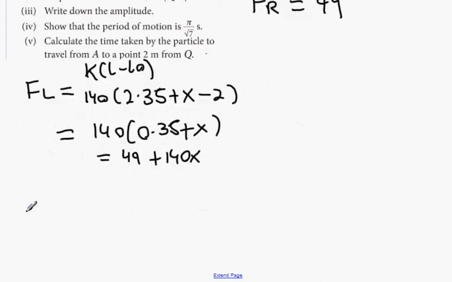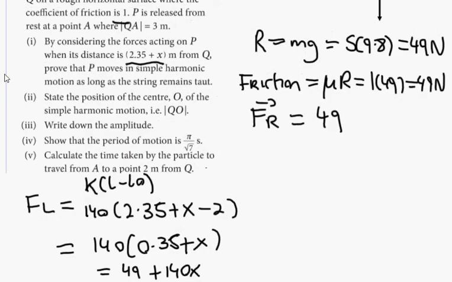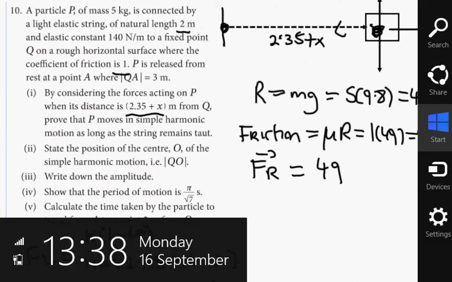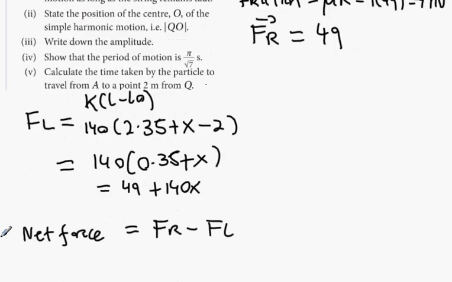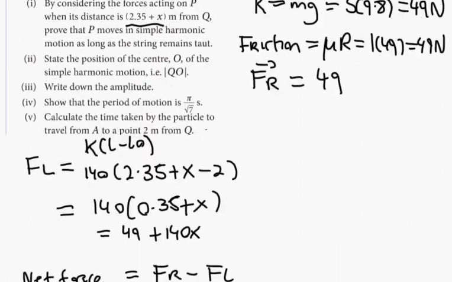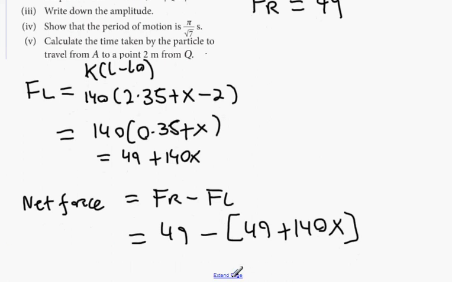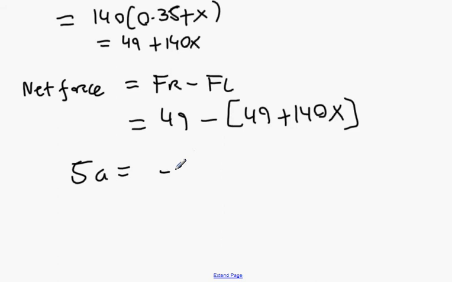What we have to do next is our net force. Net force equals FR minus FL. We're expecting FL to be bigger because we're told that you're extending it. You're extending the particle, extending the distance to the right, and then you're releasing, and then it goes left. So what we should get here is 49 minus bracket 49 plus 140x. The mass of the particle is 5 kilograms. So we get 5 times A equals minus 140x. Divide 140x by 5 and you get A equals minus 28x.